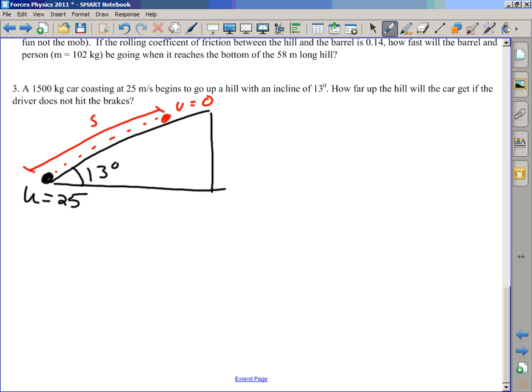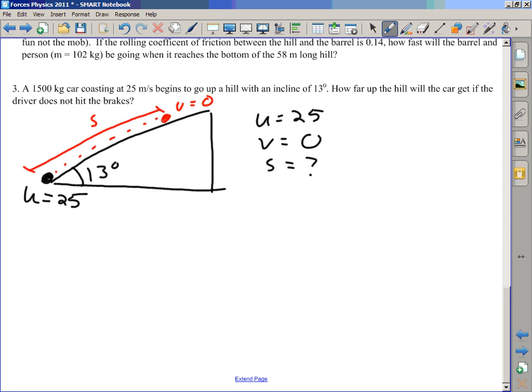Now, whenever you're writing this out, you've got u = 25, v = 0, s = ? You have to find a, because I don't have enough information for you to max. Okay, so now I need to go find a. How can I do that? Newton's second law.